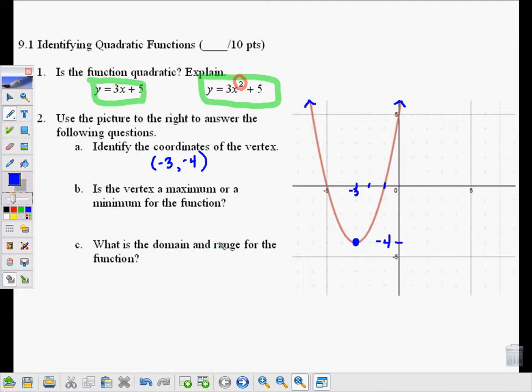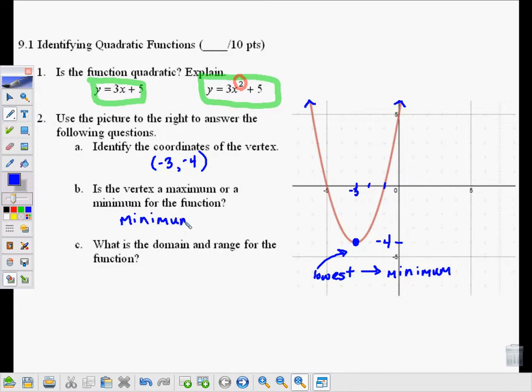Is this vertex a maximum or minimum of the function? Well, this is where the function bottoms out. It's the lowest point, okay? This is the lowest, which means this is a minimum, okay? So I'm going to go ahead and write minimum here.